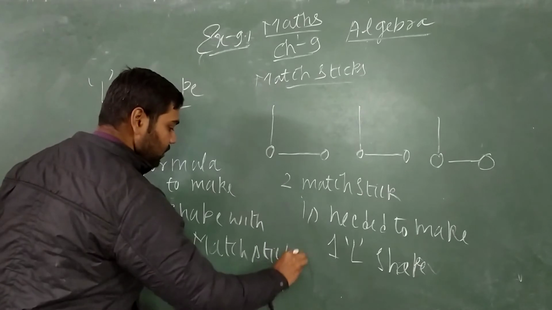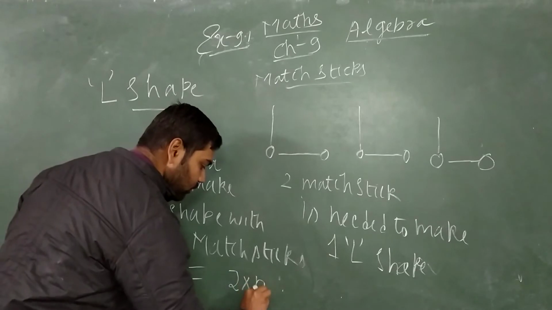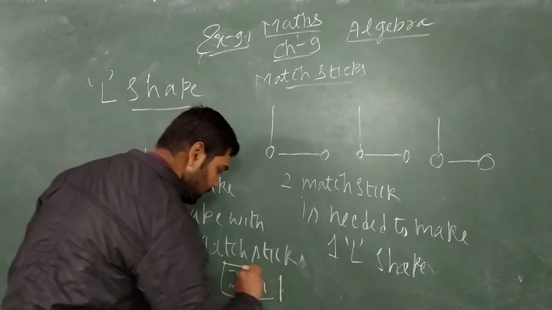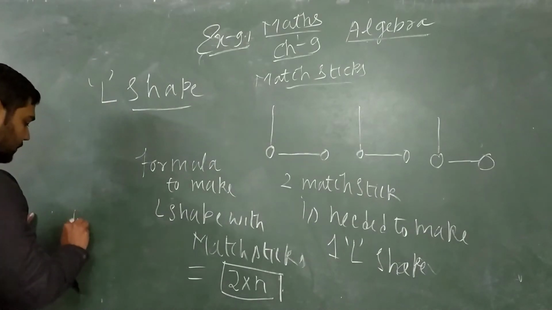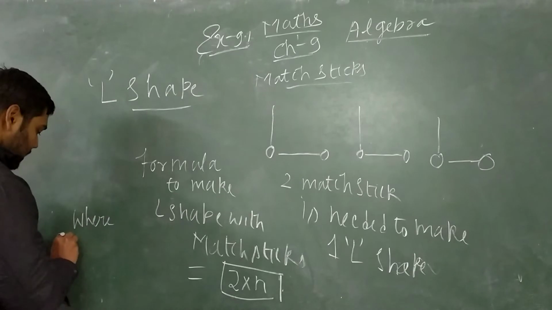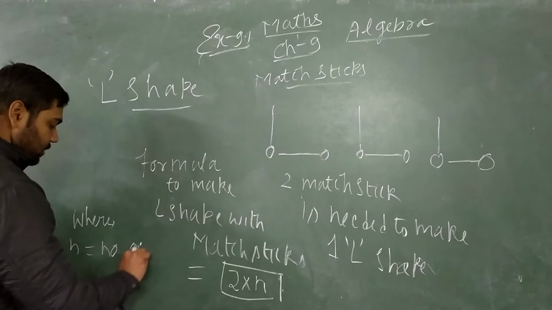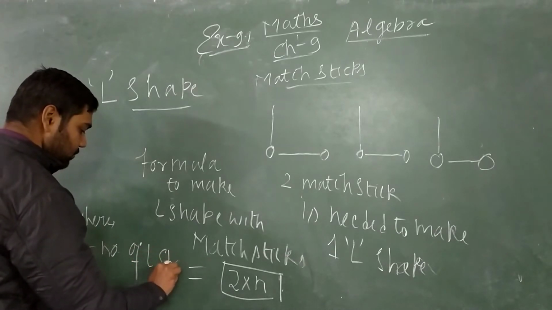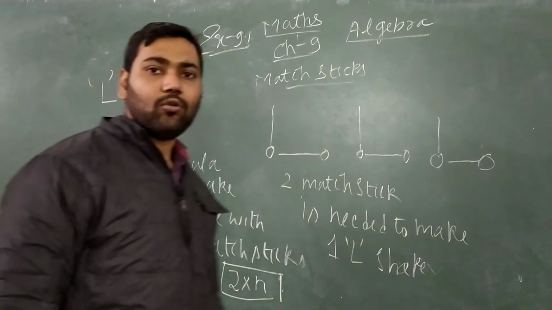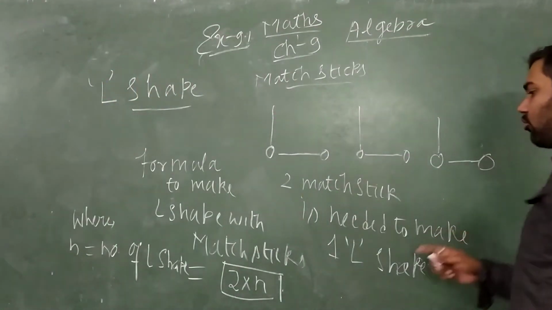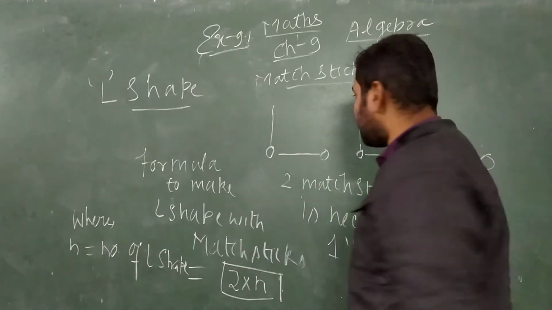So what is that formula? The formula is 2 into n, where n is the number of L shapes. Okay, so this is the formula to make an L shape. The formula is 2 into n, where n is the number of L shapes.